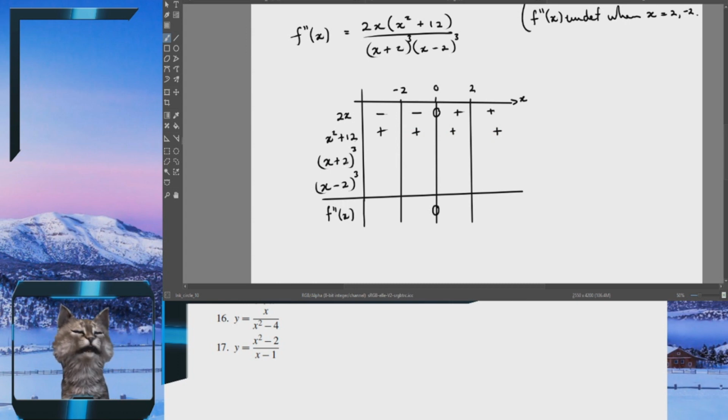x plus 2 is 0 when x is negative 2. It is in the denominator, which makes the second derivative function undefined. It's going to go negative to positive. Please make sure that you know why. x minus 2 is 0 when x is 2. In the denominator, it makes the second derivative function undefined. It's also going to go negative to positive.